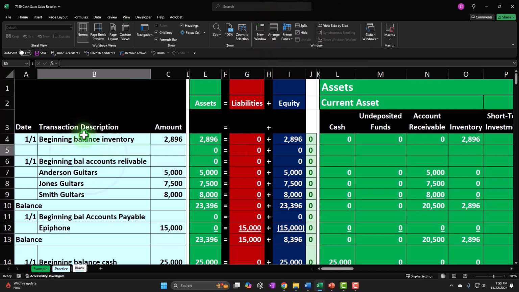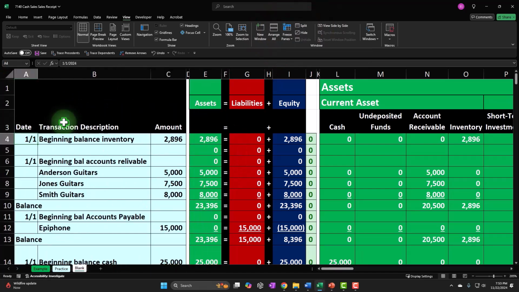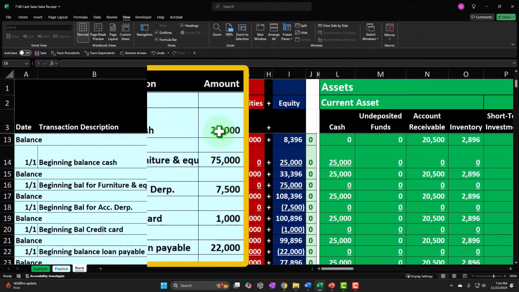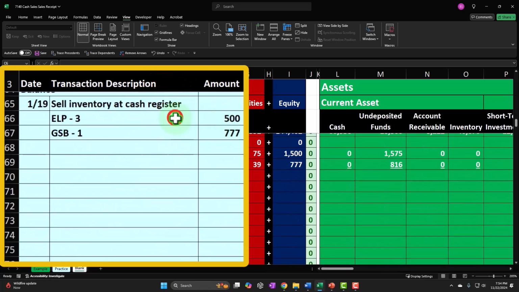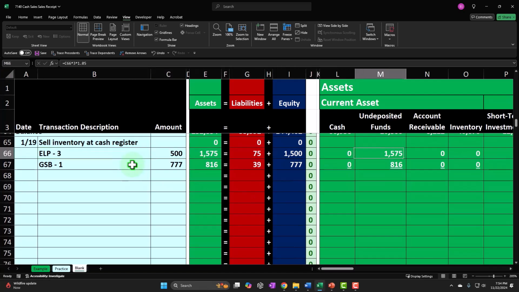And then I'm going to go all the way to the right to the top in cell A4 and go to the window and freeze the pane so I can still see my headers. Scrolling down and adding the second half of our transaction, which is going to have 2 sides to it, so it should remain in balance.